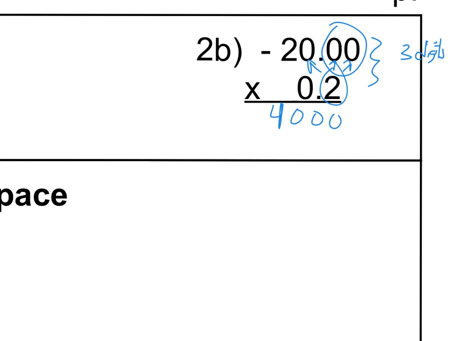All right, so now I'm going to start in the back. I'm going to go 1, 2, 3. So 0.2 of negative 20 is just 4, right? And since it's a negative times a positive, that's going to be a negative 4 for our final answer.